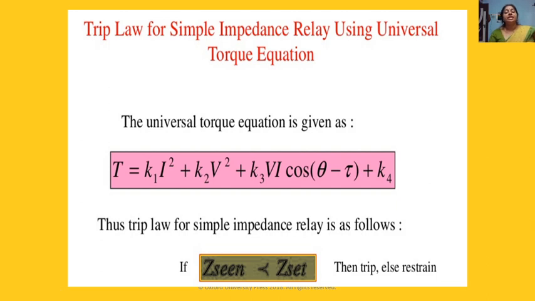Now we'll see the trip law for different types of relay. First we'll see the impedance relay. Trip law for a simple impedance relay using the universal torque equation.